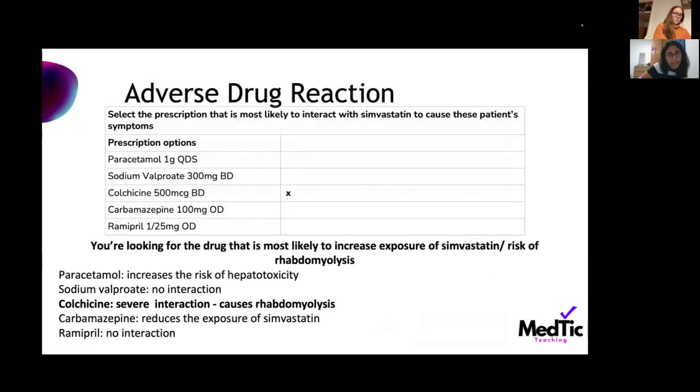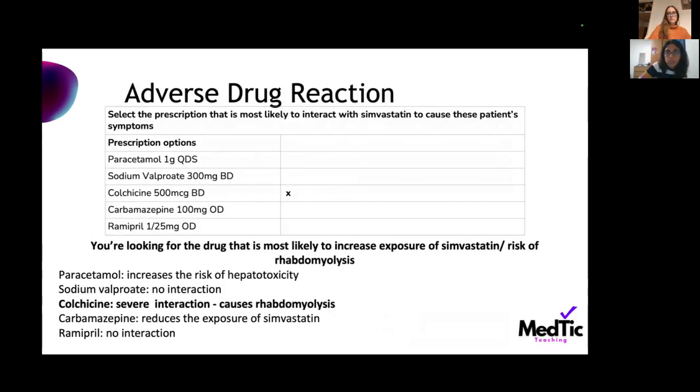So this is just one of those questions where using the interactions checker, whichever one you prefer, either the BNF or the Medicines Complete, will give you the answer. And you don't necessarily need to remember all of the side effects or interactions of simvastatin by heart.